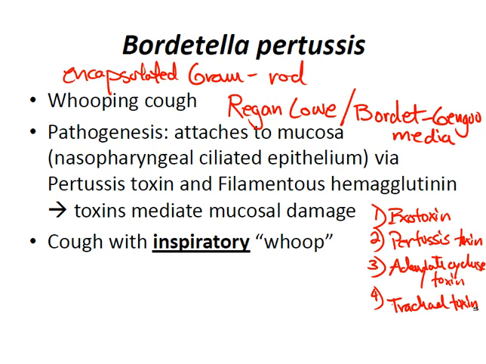Now, the adenylate cyclase toxin that converts ATP to cyclic AMP causes a decreased leukocyte chemotaxis, and you get a decreased phagocytosis. The tracheal cytotoxin kills ciliated epithelial cells, which prevents cilia from clearing debris from the lungs, so you get a coughing fit because of it. Now, the cough with the inspiratory whoop is the classic presentation of whooping cough, and hence that is inspiratory.